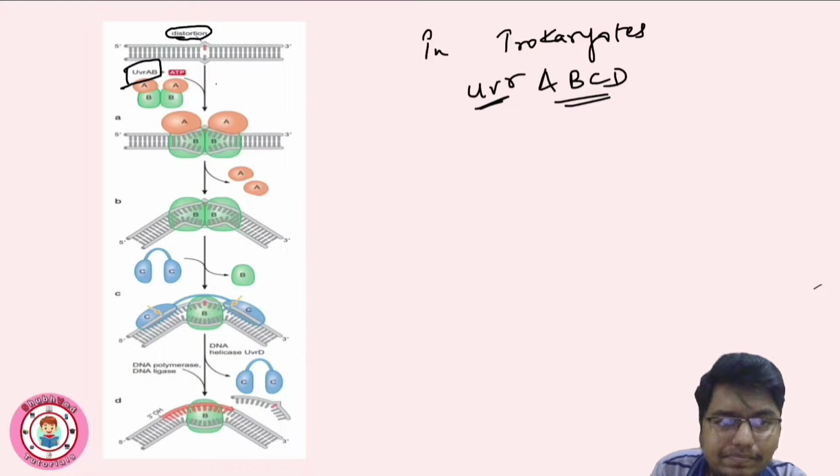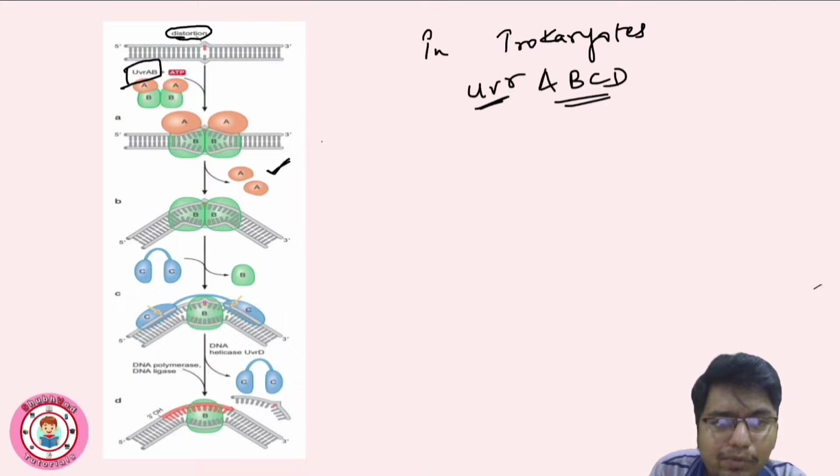As the distortion is recognized, A will be released out. A is an important protein for the recognition of the distortion. They work as a dimer, but once the distortion is recognized, A is released. So A's function is to recognize, or detect, the distortion.